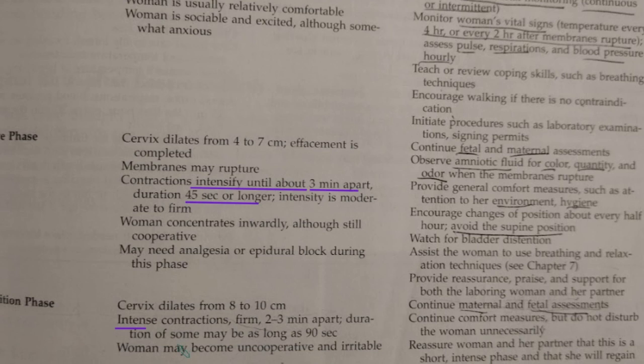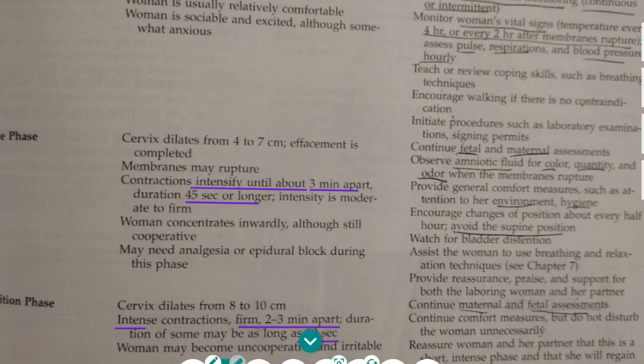By the time they're just an hour before having that baby, in the transition phase, the cervix is going to dilate even more and their contractions are going to be more firm, 2 to 3 minutes apart. So from one contraction to the next, one contraction happens, 2 minutes later, another contraction, or possibly 3 minutes later, another contraction. So they're 2 to 3 minutes apart. Now they're going to last as long as 90 seconds, which is about a minute and a half, versus 45 seconds in the active phase.